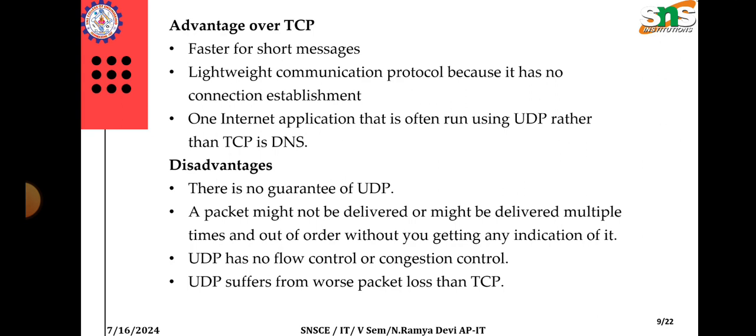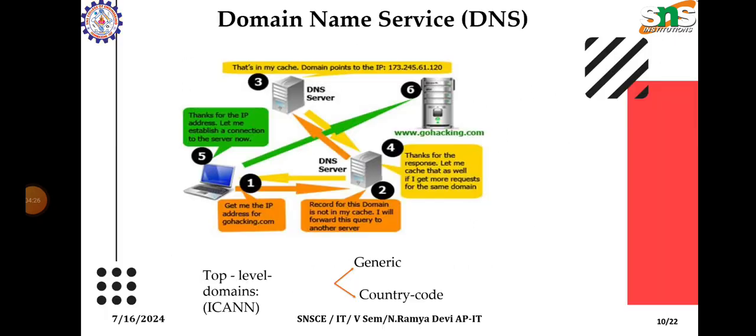The disadvantage of UDP is that there is no guarantee. A packet might not be delivered or might be delivered multiple times and out of order without you getting any indication of it. UDP has no flow control or congestion control, and UDP suffers from worse packet loss than TCP.